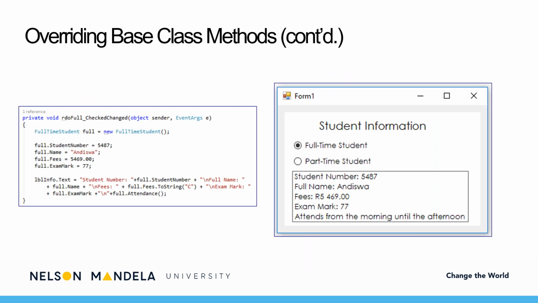Okay, now this is how far we've gone, just what do we want to display. For example, since our full-time student's attendance method says attends from the morning until the afternoon, that's its implementation of this method. Unfortunately I do not have the code for this in the slides, but I do have it in the full program that I'm going to share with you.